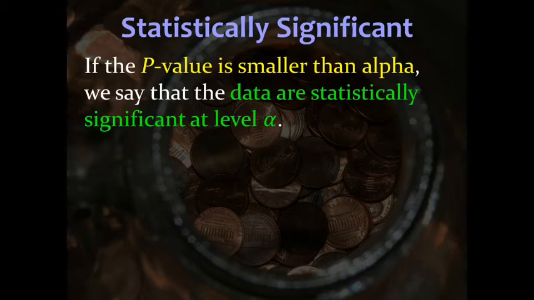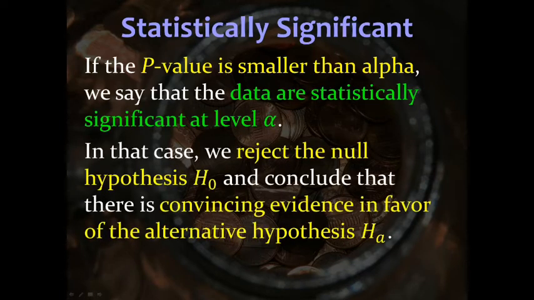So, how do we know if something is statistically significant? If the p-value is smaller than alpha, we say that the data are statistically significant at level alpha. In that case, we reject the null hypothesis and conclude that there is convincing evidence in favor of the alternative hypothesis. All right? So that's what statistically significant means. It means you're comparing your p-value with the alpha value. Now, the alpha value you will often set on your own. And if your p-value is less than alpha, we say that the data are statistically significant.